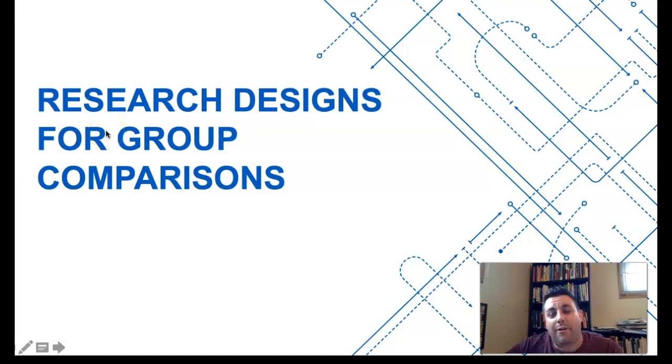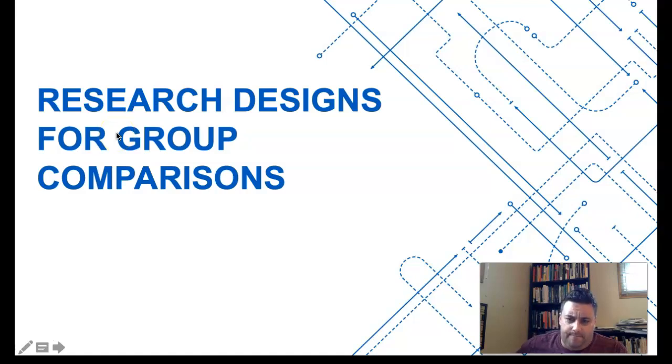Hi everyone, today we are going to be talking about group level designs, or designs for group comparisons, in contrast to individual level designs, or case level designs, where you just have one participant. We'll be talking about those next week. In group designs, you have multiple participants, and you're going to figure out a way to study them.